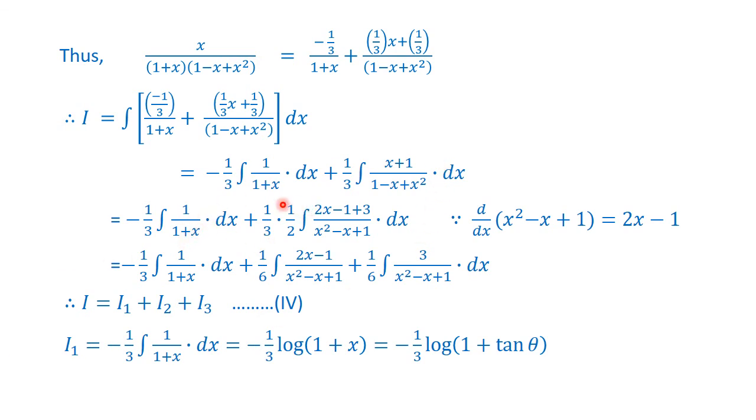But come to the next one here, 1 by 2, and for the adjustment, because if you look at the denominator, its derivative is what? 2x minus 1. Okay, and we have x plus 1. So to obtain 2x minus 1 here, first multiply by 2. Okay, if we multiply by 2, then we will have 2x plus 2. And if we multiply, then we have to divide it also. So this 1 by 2 is there.